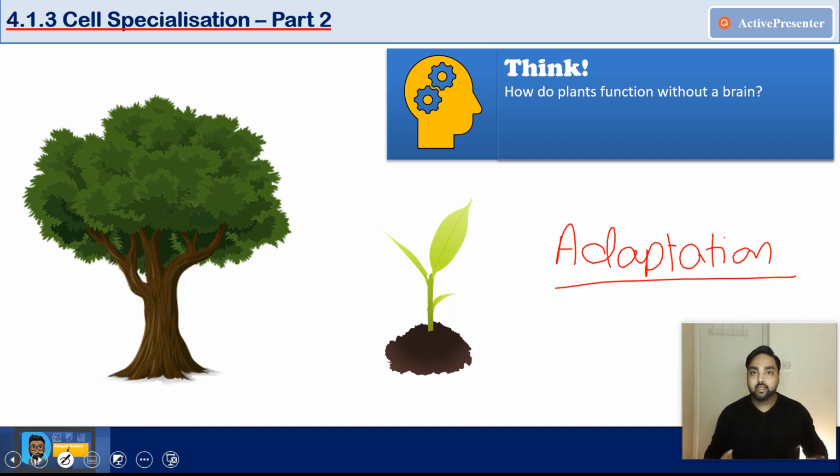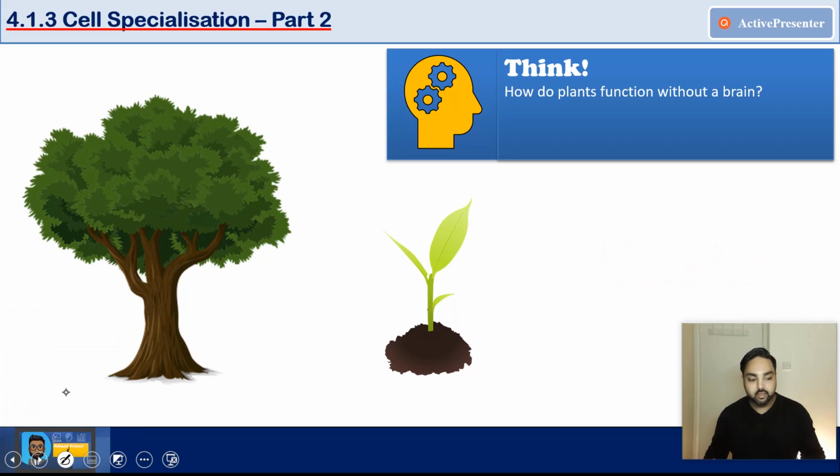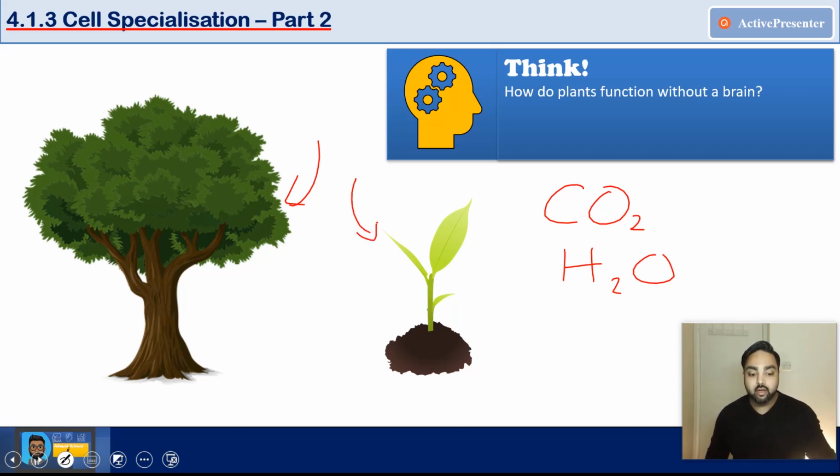Now, ultimately, what is the process that plants need to go through? It's photosynthesis. So the two things that plants need are carbon dioxide and water, and obviously sunlight for the energy to actually carry out photosynthesis. Carbon dioxide comes from the air, and it doesn't matter whether it's a big tree or a small plant, carbon dioxide always comes from the air. And water always comes from the roots, up this way. We need to get the water from the roots all the way up to the leaves, because that's where photosynthesis takes place.